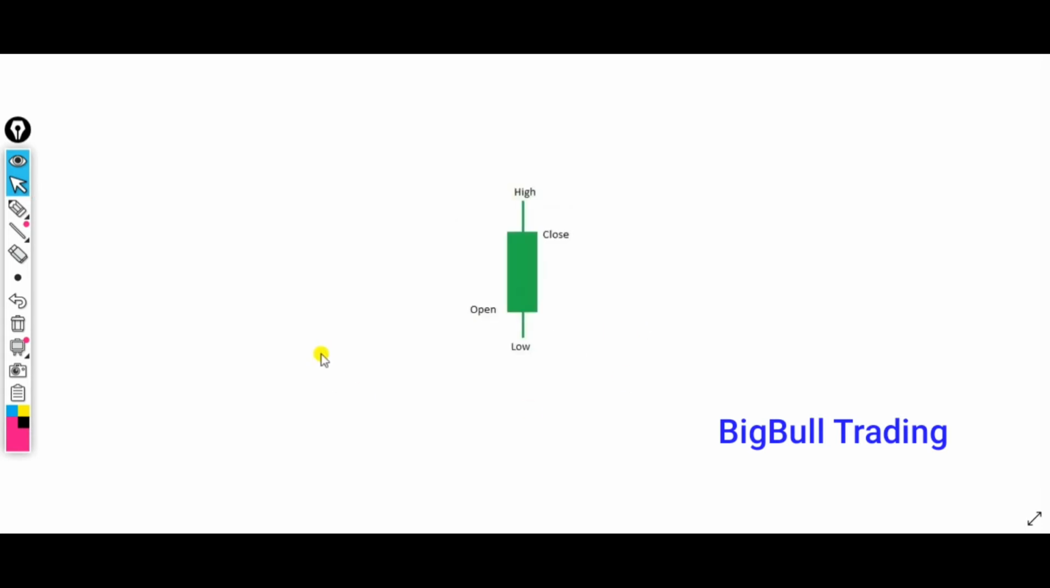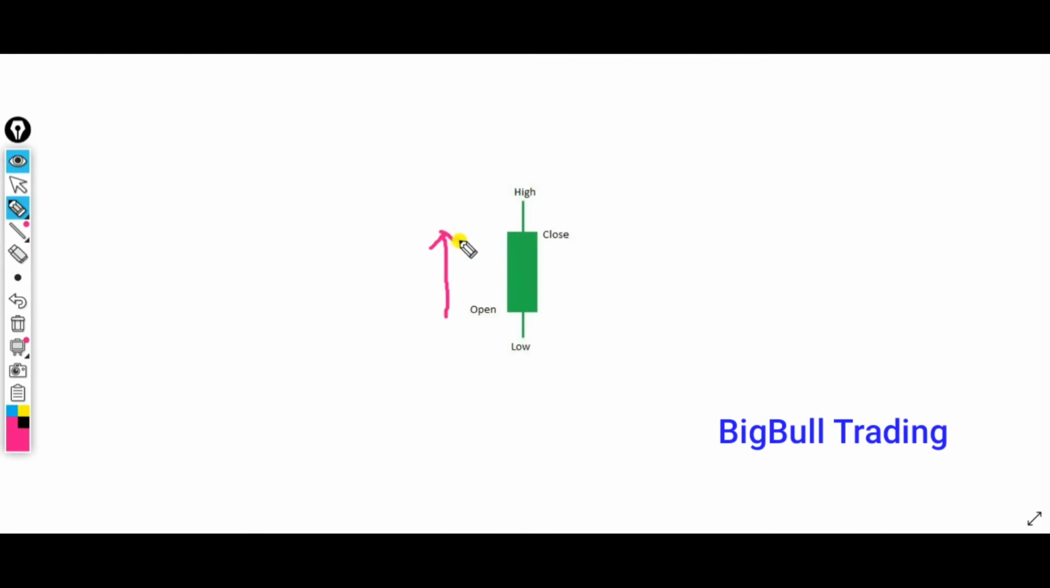As you can see in this picture, this is a bullish bar. So what is a bullish bar? The easy way to understand is that the color will be green. That means it is a bullish bar. Whenever it is green, the opening will be at the low. This is the opening of the bar and this is the closing of the bar. So when it opens low and goes up, it is a bullish bar.